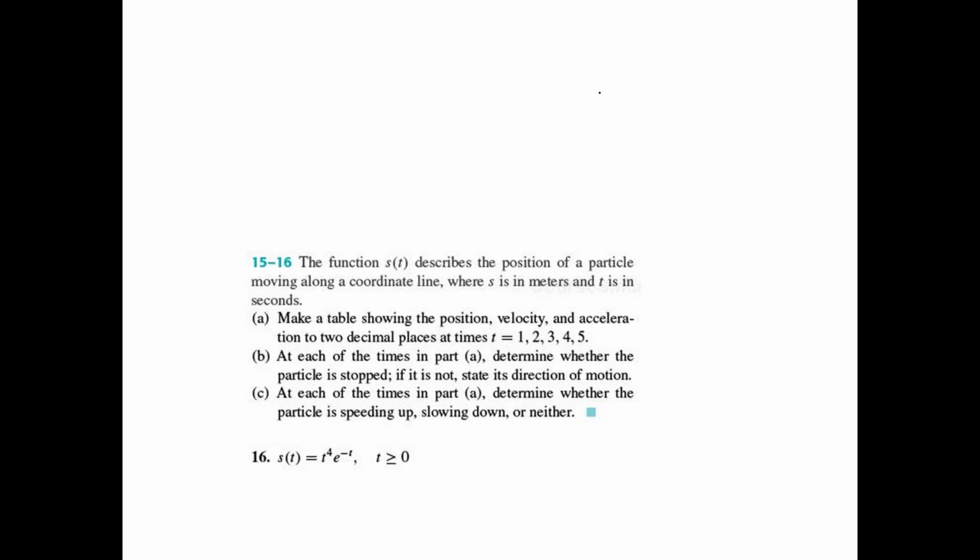So the function s of t describes the position of a particle moving along a coordinate line where s is in meters and t is in seconds. Make a table showing the position, velocity, and acceleration to 2 decimal places at times t equals 1, 2, 3, 4, and 5. At each of the times in part A, determine whether the particle is stopped. If it is not, state its direction of motion. And at each of the times in part A, determine whether the particle is speeding up, slowing down, or neither.